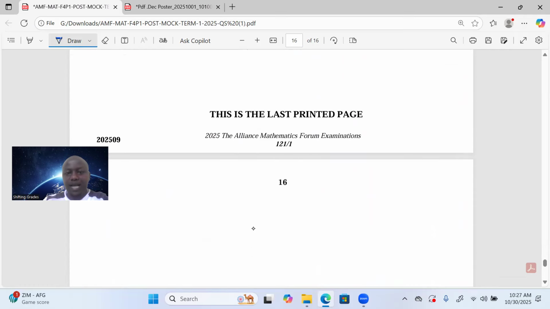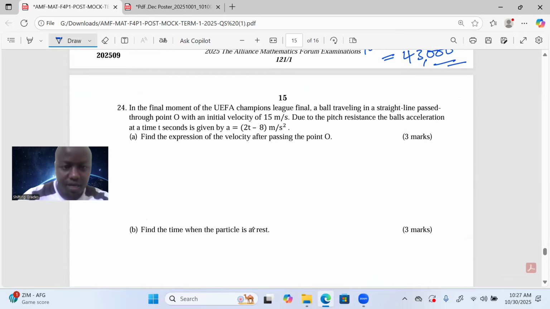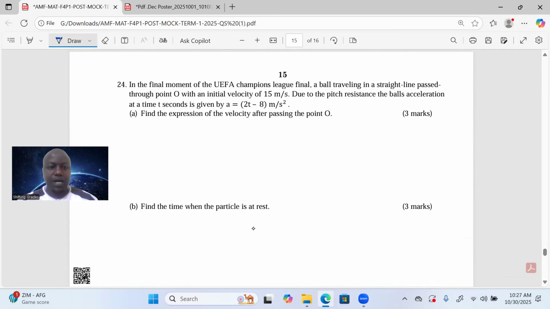We can check the last question, ladies and gentlemen. A very interesting question. Now, in the final moment of UEFA, a ball traveling in a straight line passed through a point O with an initial velocity of 15 meters per second.